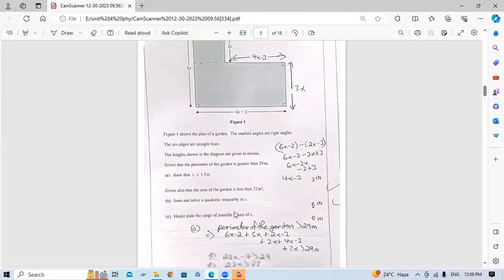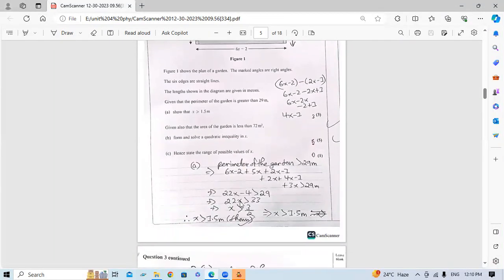3A, which is 22x minus 4 greater than 29, 22x greater than 33, x would be greater than 3 by 2, x is greater than 1.5 meters. So the final answer would be x is greater than 1.5 meters.